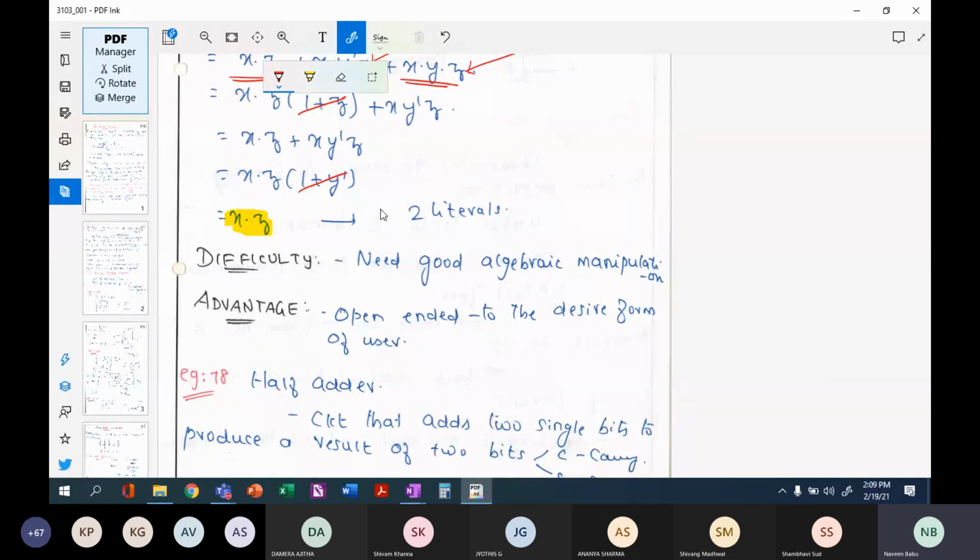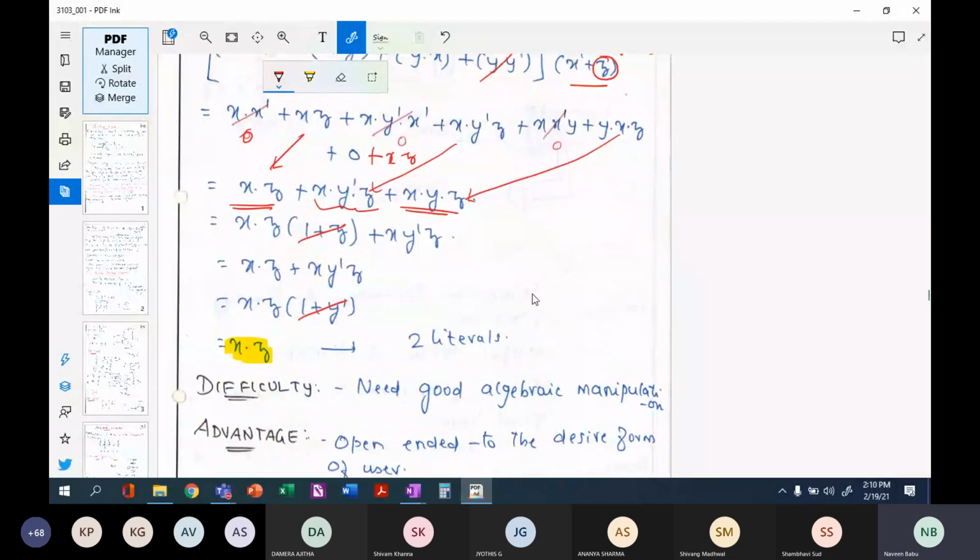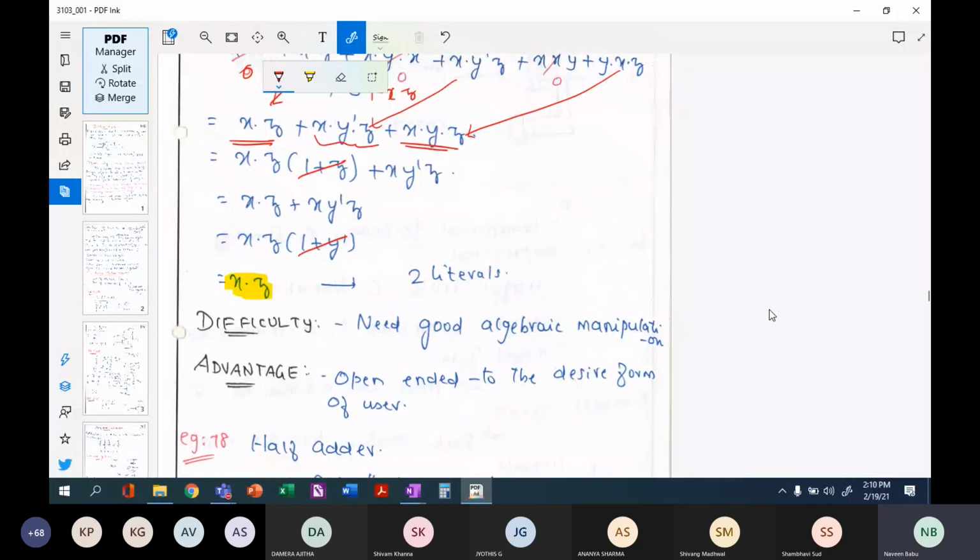But one advantage that we have is that you have complete freedom to use any method that you want. Here we have applied the associative property. If you find that simplification using the distributive property or even De Morgan's theorem can simplify it, then you are free to do so, right? So that little freedom we have, and the advantage as listed here, it is open-ended and the form is as desired by the user. They can simplify on their own, right?